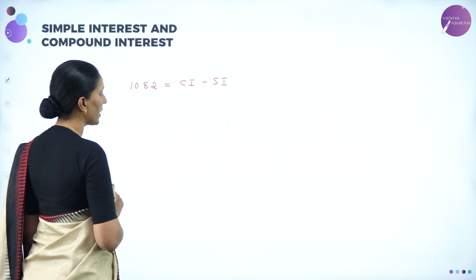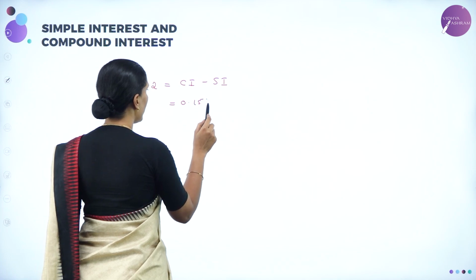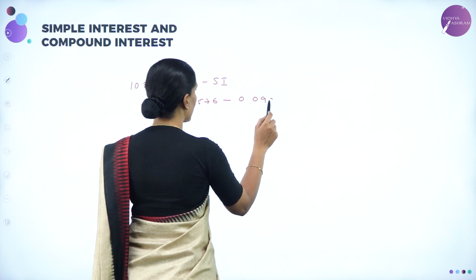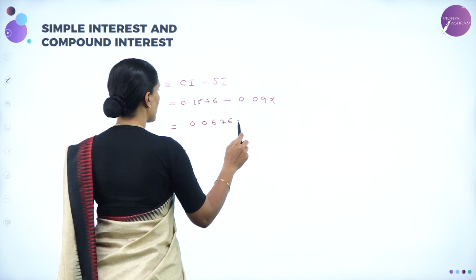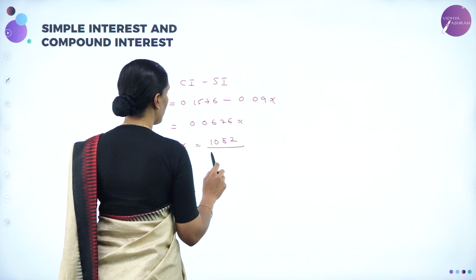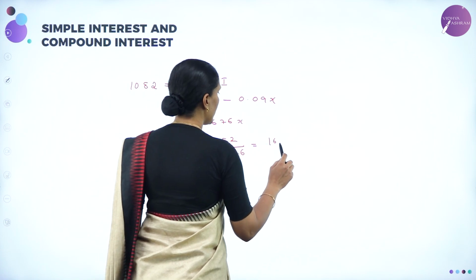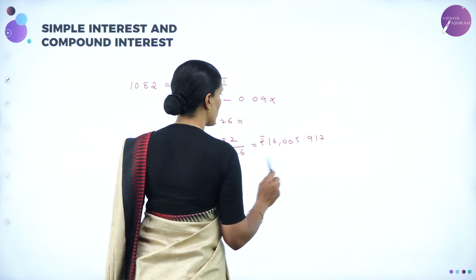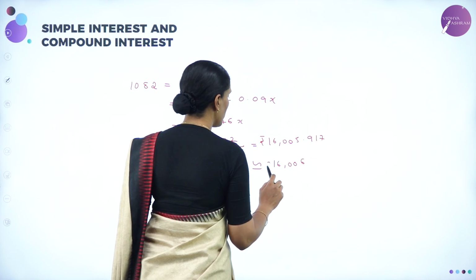So the compound interest is 0.1576x, minus the simple interest, which was 0.09x. So subtracting this value, we get 0.0676x. Therefore, x is equal to 1082 divided by 0.0676. This is equal to 16,005.917 in terms of rupees, or we can also approximate it to 16,006 rupees.